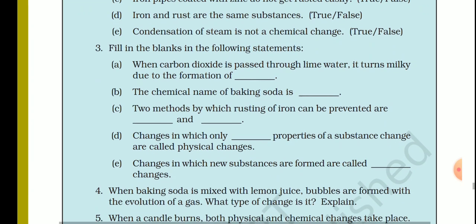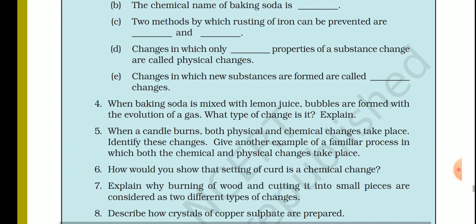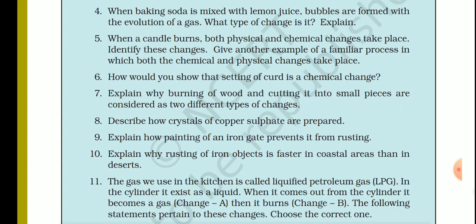Question number 4. When baking soda is mixed with lemon juice, bubbles are formed with the evolution of gas. What type of change is it? Explain. See students, when we studied the reaction of baking soda with vinegar, in the chapter acids, bases and salts, I had told you what vinegar contains. Acid, and so does lemon juice. So here just the substance has been changed, the reaction will be the same. The gas that will be evolved will be carbon dioxide. So what type of change will it be? It will be a chemical change.